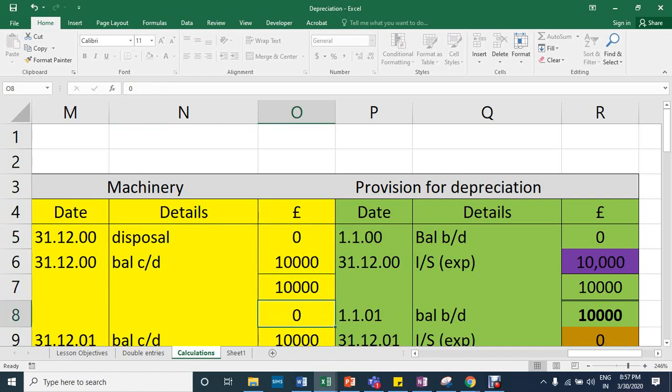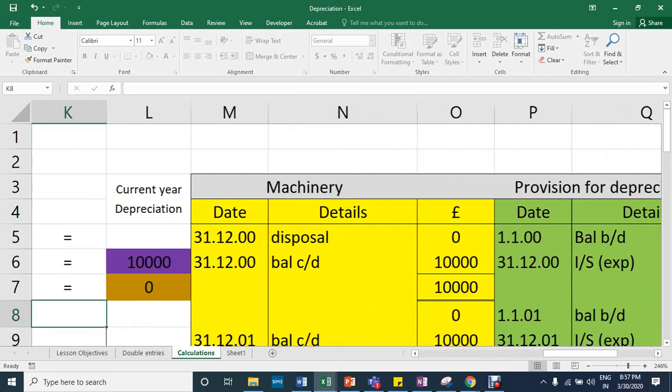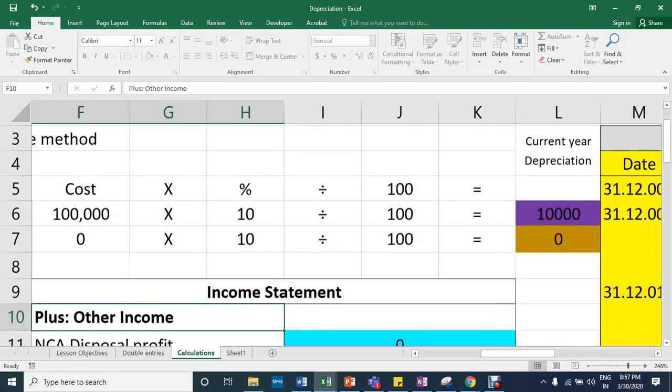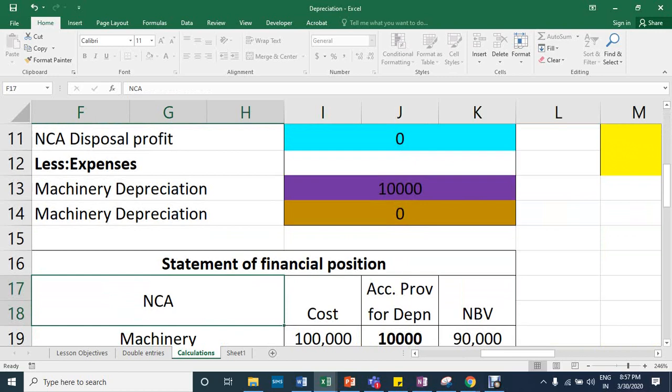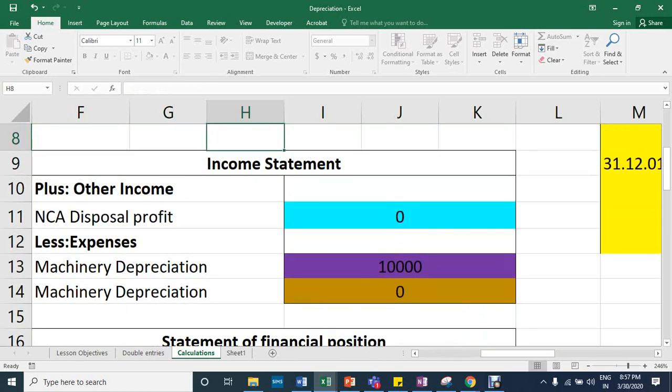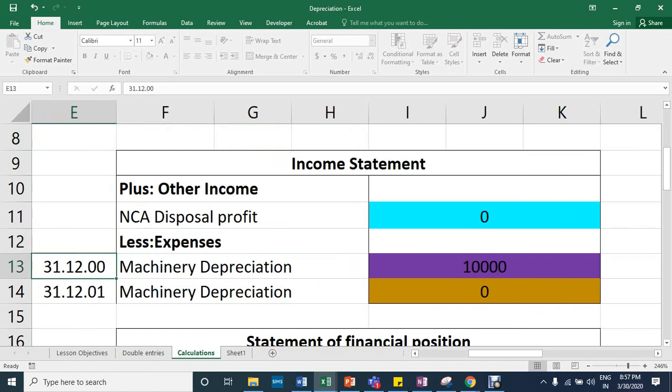Now once you're done with this, there are two financial statements that we prepare. One is income statement and another one is statement of financial position. Now how are we going to show this in an income statement? In an income statement, I have just given an extract, and this is the possible information which will come in relation to depreciation. You list expenses and you're writing the entries only for 31st 12 2000, machinery depreciation, and the value that you calculated for the current year.